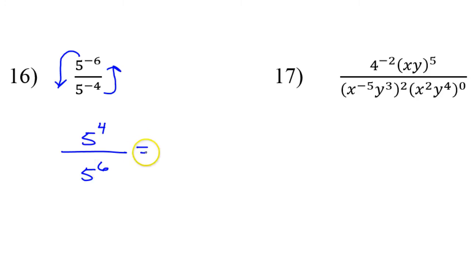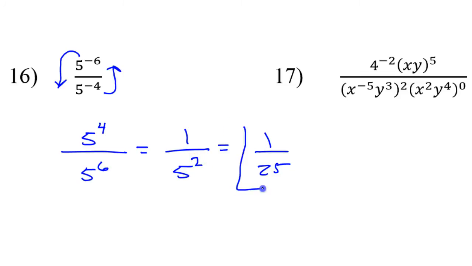Now, I know that this is going to be 1 over 5 squared, and that's going to be 1 over 25, because if it's squared or cubed, we're going to go ahead and do it out. So that's going to be the final answer.